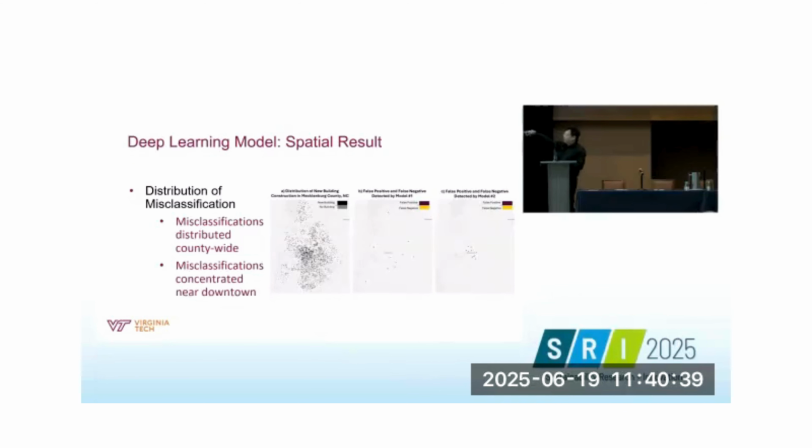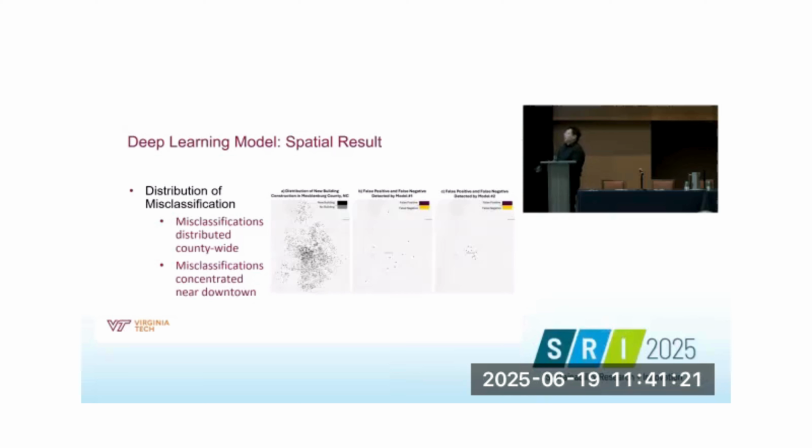If you look at the figure on the left-hand side, those are new building construction and no new building construction. About 550 locations have new building construction, while the other 3,000 or so don't. Using these two model classifications, the first model indicates the misclassification is distributed across the county. On the other hand, with the convolutional model, we find the misclassification mostly centered near downtown, right? So those are some observations we have using these two different models.